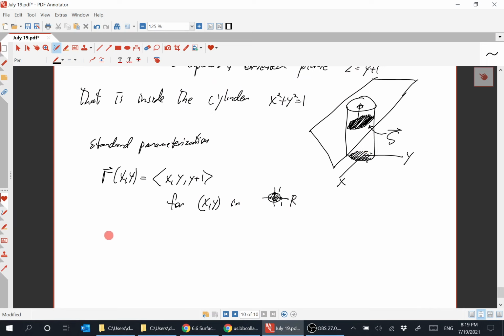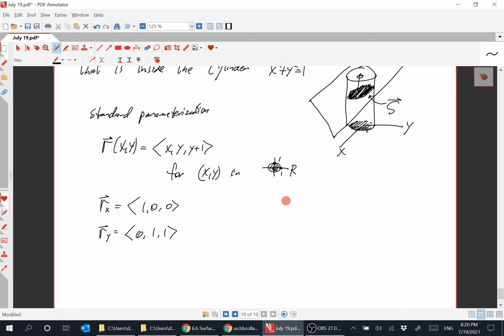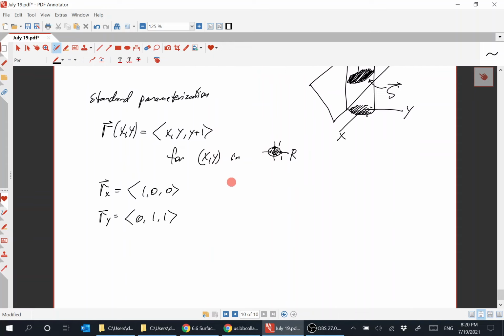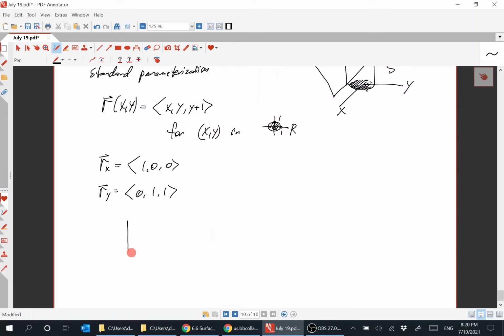All right, so now we need those partial derivatives. Rx, partial derivative of r with respect to x, is 1, 0, 0. Ry is 0, 1, 1, like that. And now we're talking about the upward orientation of the surface. Right, so our surface is, again, this oval shape here, and it's oriented up.